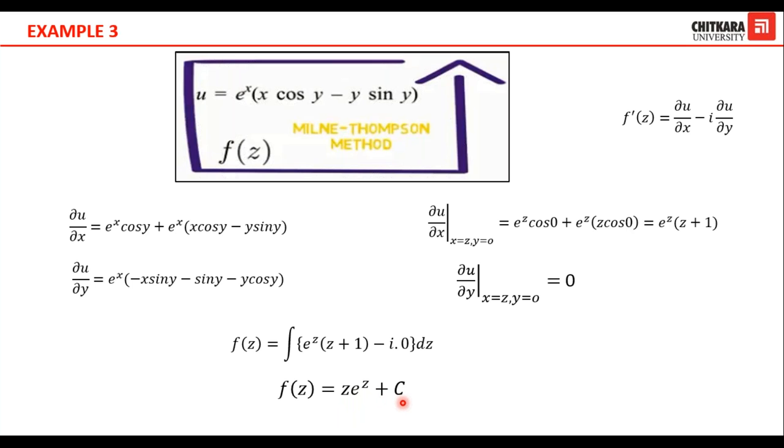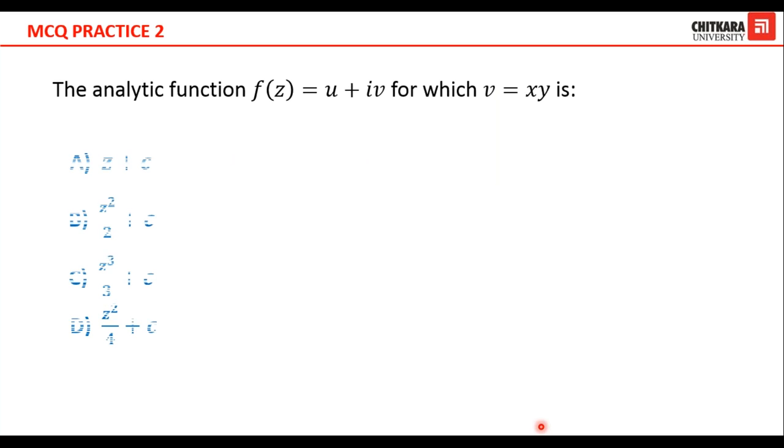numerical constant. Right? So you can see that in just 4 steps from the function u, I have directly got the value of f z using the Milne-Thomson method. Right? So based on this method, I'm giving you an exercise. Find the analytic function f z for which v is equal to xy.